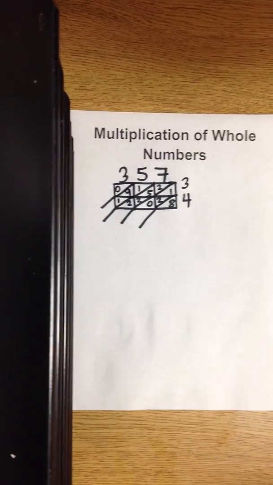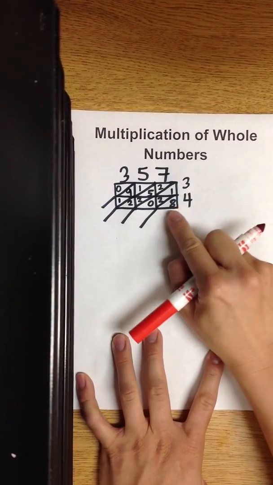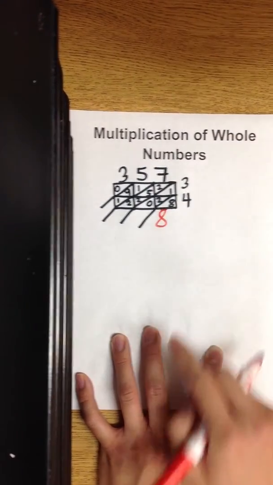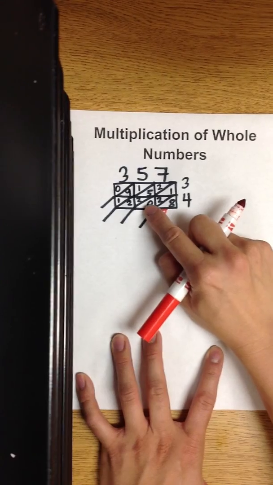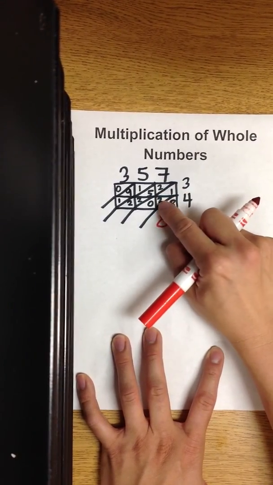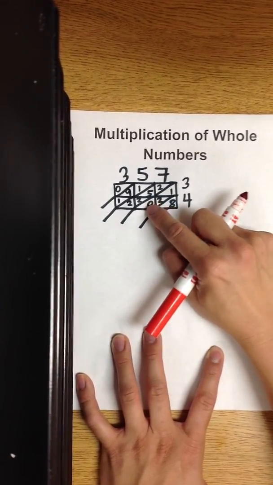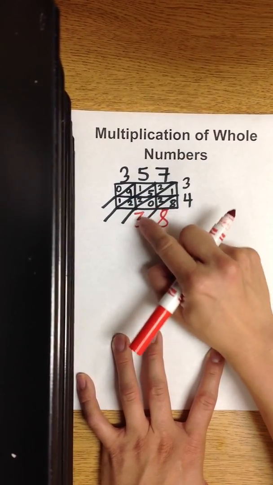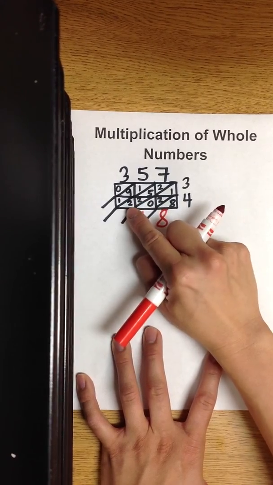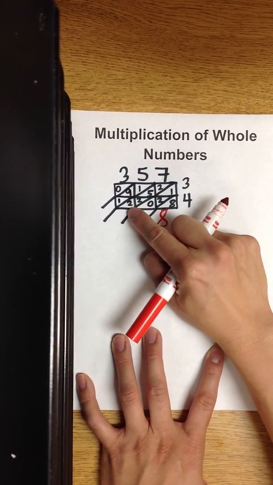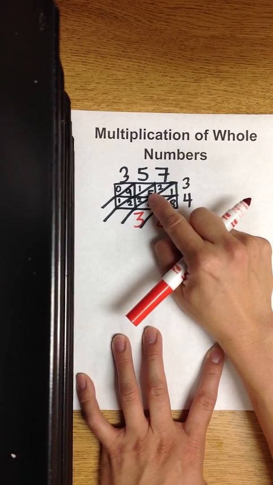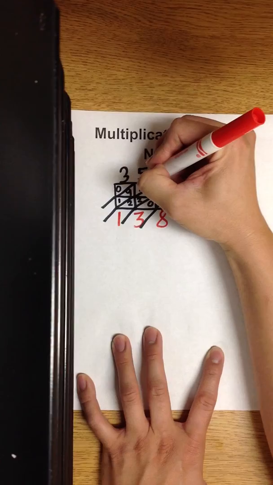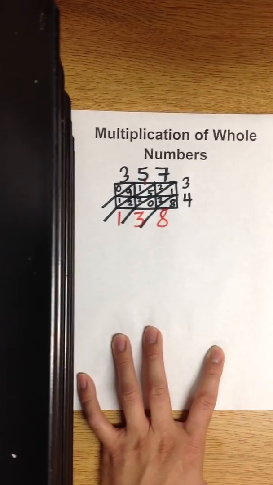Now it's time to add up these products. So let's start with the ones place. What number do you see in the ones place right here? 8. Let's look at the tens place. There are 3 numbers in the tens place. You have a 0, 2, and 1. What do you get when you add 0, 2, and 1 together? 3. Let's look at the hundreds place. You have 2, 2, 5, 2. 2 plus 2 is 4. 4 plus 5 is 9. 9 plus 2 is 11. So to write 11, you write 1, and you carry the other 1, just like in regular addition.